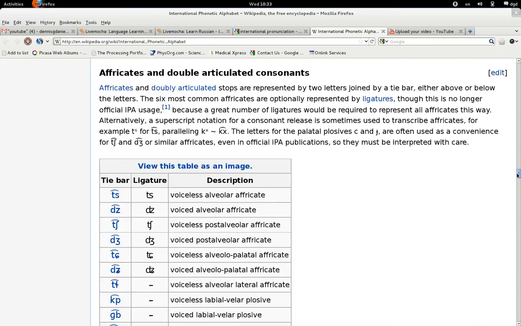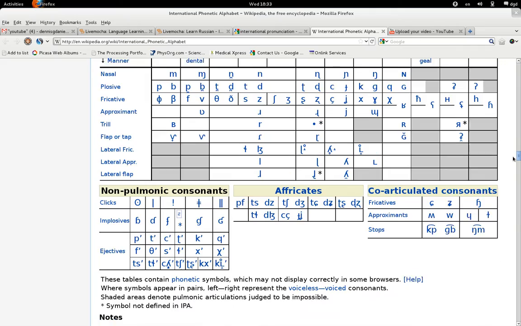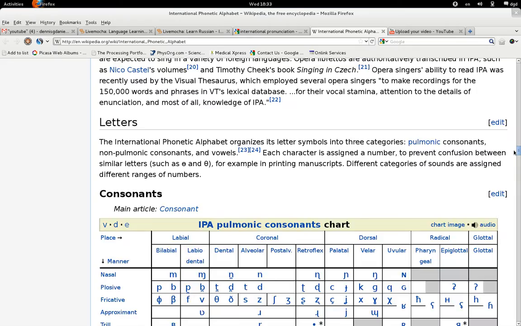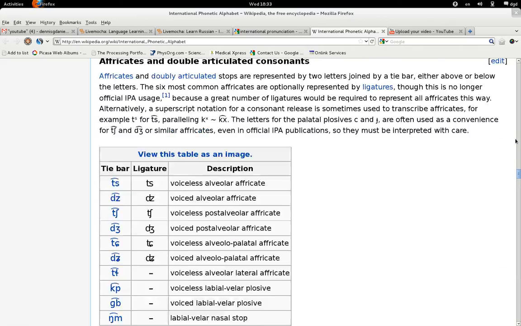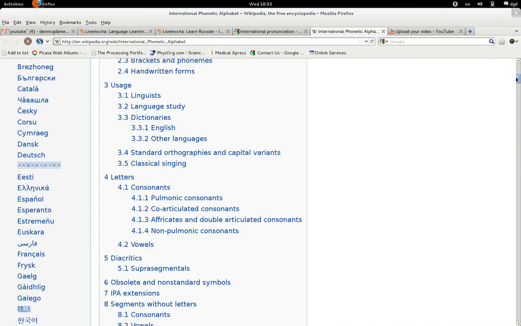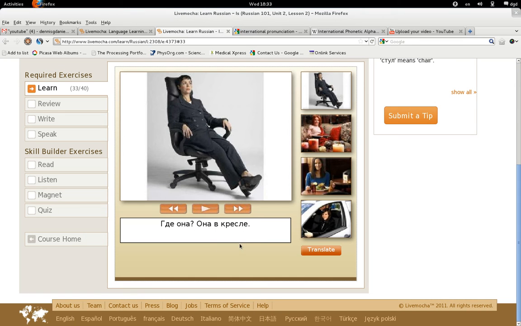Let's see if I can find the symbol list. Here it is. Here are the consonants. Here are the non-pulmonic consonants. And then of course you have your vowels, etc. But the International Phonetic Alphabet would certainly help here in foreign languages when you want to learn them.